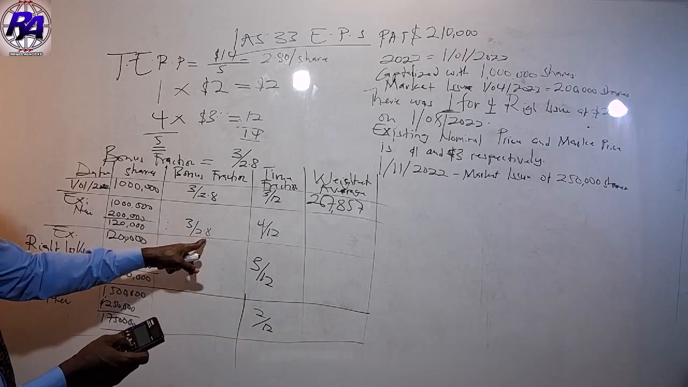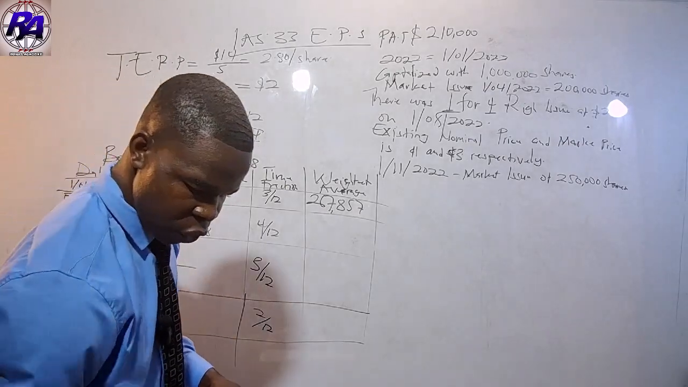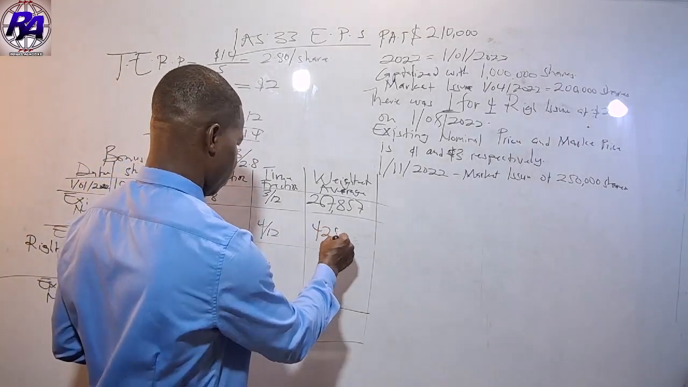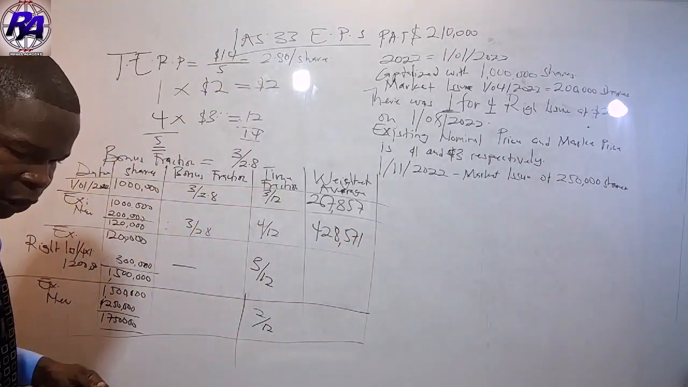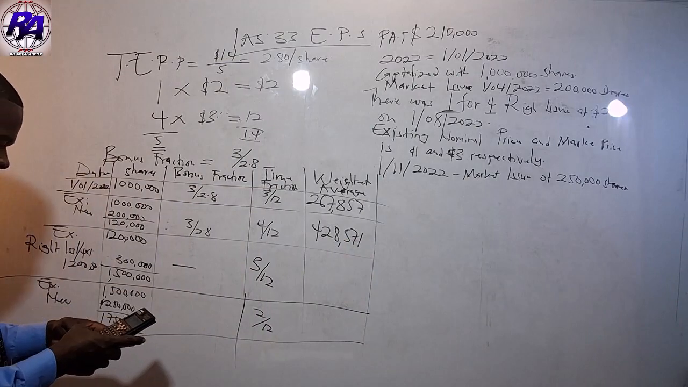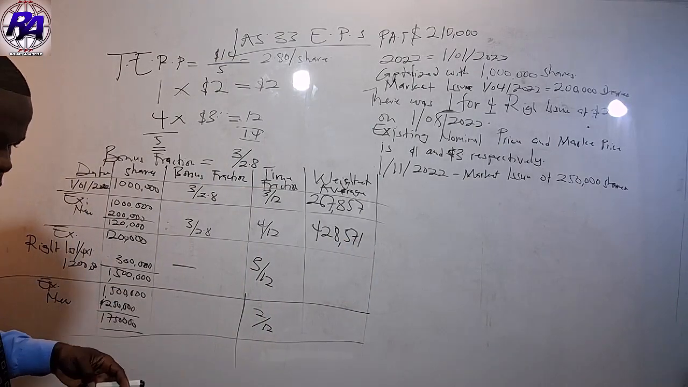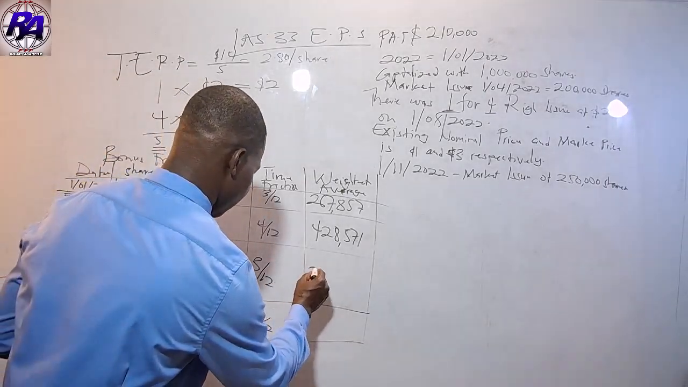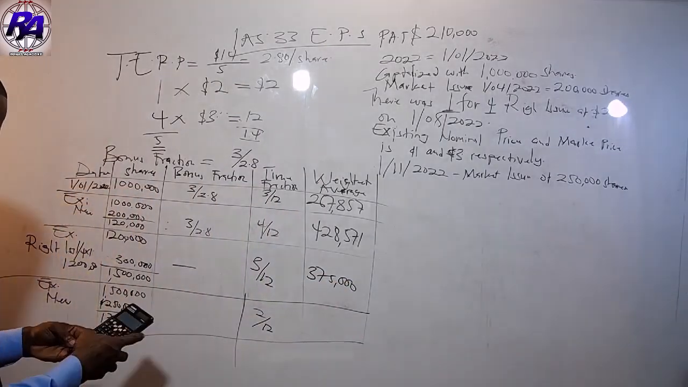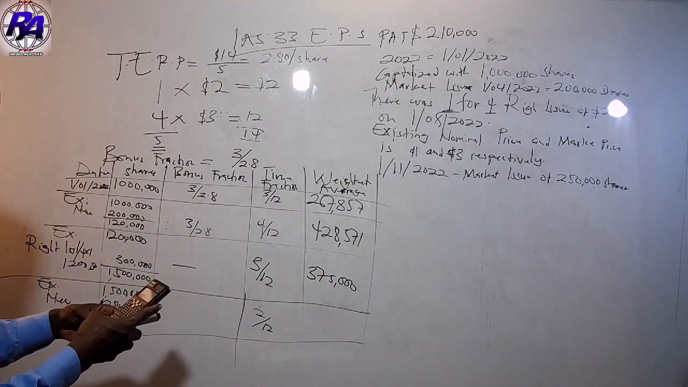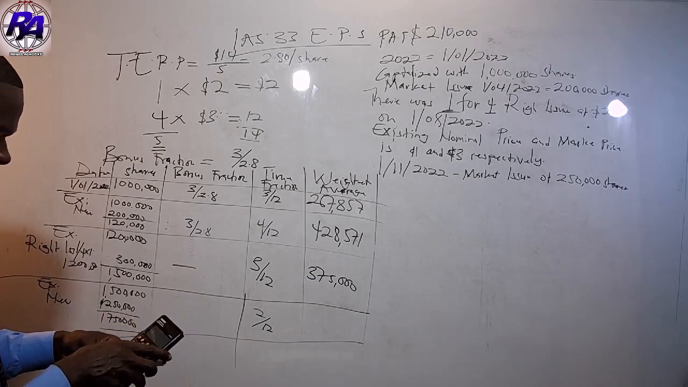times 3 on 2.8, all by 4 over 12. This is giving us 428,571 shares. Then the next one is 1,500,000 times 3, all by 12. Is giving us 375,000. And then the last one is 1,750,000 times 2, all divided by 12.